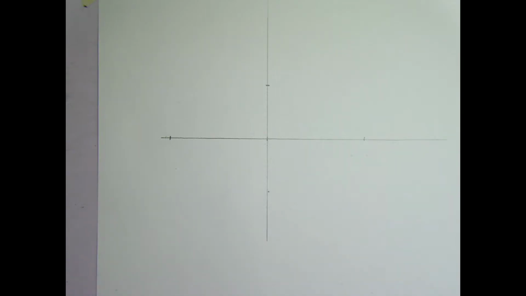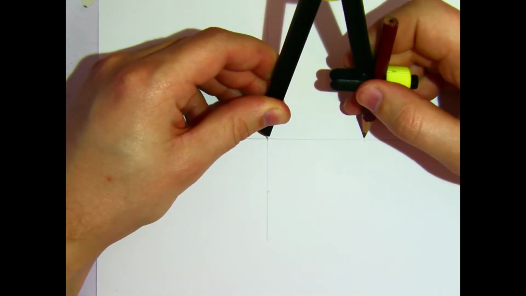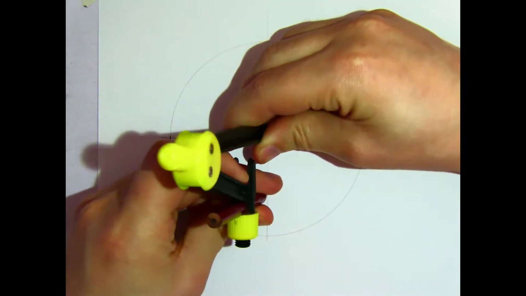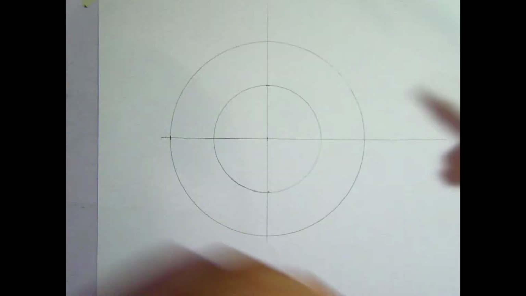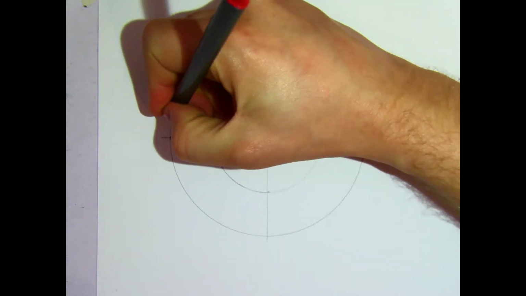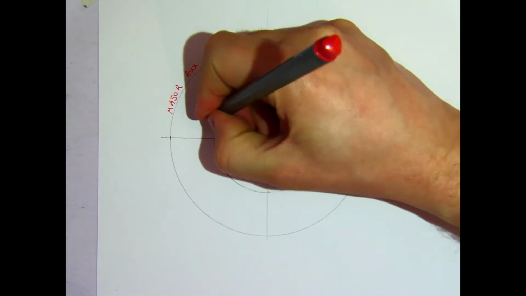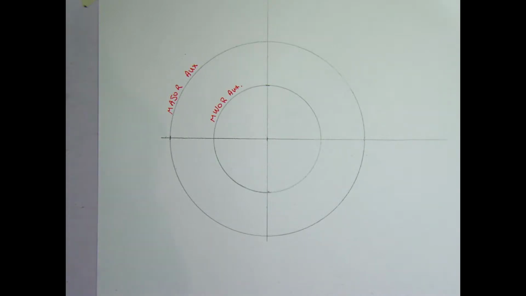To draw this, I first need to create two circles, one with half the major axis as the radius. This will be the major auxiliary circle, and the second one is going to be the minor auxiliary circle, so that's going to have half the minor as its radius. So that gives me two circles, the major auxiliary circle and the minor auxiliary circle. Now we're going to use both of these to help us find our ellipse.